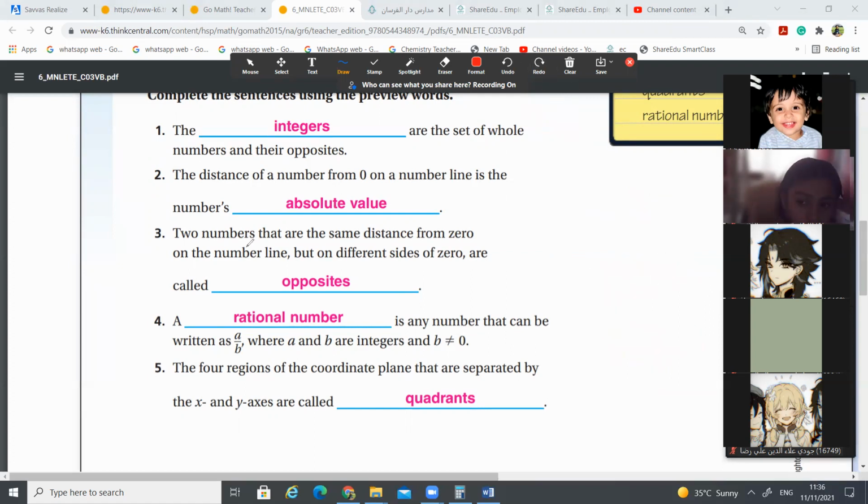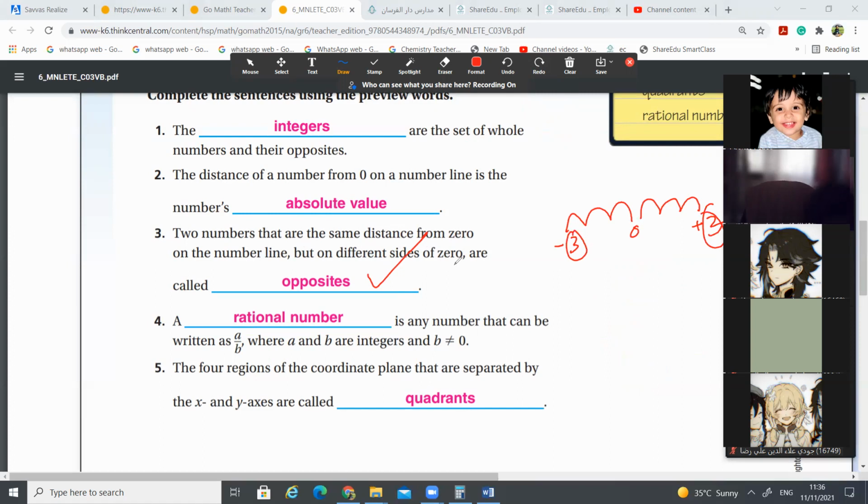Yes. Next, two numbers that are the same distance from 0 on the number line. Like from here, it's 1, 2, 3. This is 0, and here it's 1, 2, 3. Here it will be -3. Here it will be +3. That means they're the same numbers, but the signs are opposites. Any questions? Any questions, girls?